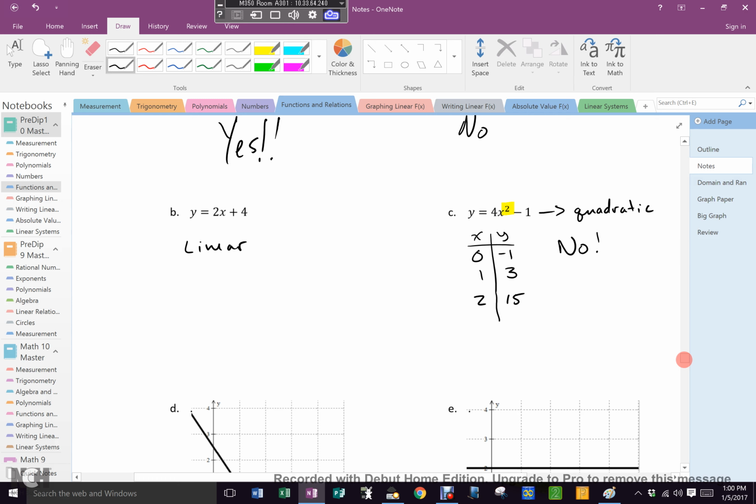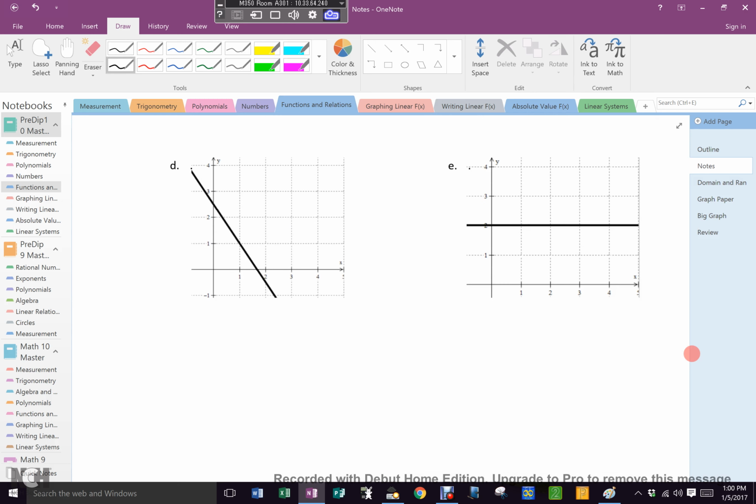D, that's a graph, linear or not? Yes. How do you know? It makes a straight line, right? Easy peasy. What about E?